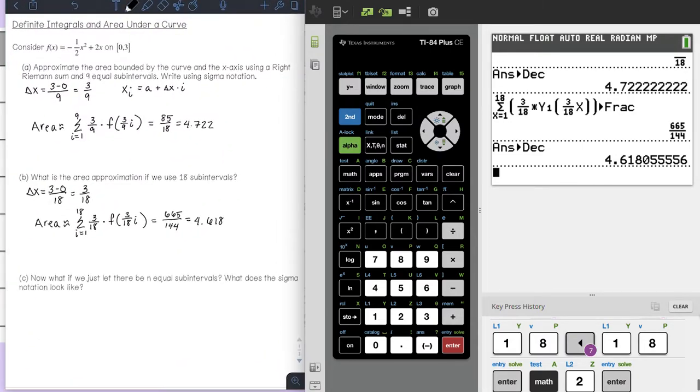So now the question might be, what does it look like if we just let it be n subintervals? We don't specify a number of subintervals. So this would give us a formula for any number of subintervals that we could plug into. So now we're going to take the sum from 1 to n of 3 over n times my function evaluated at 3 over n times i. Right, so then I could plug in any value of n I want.